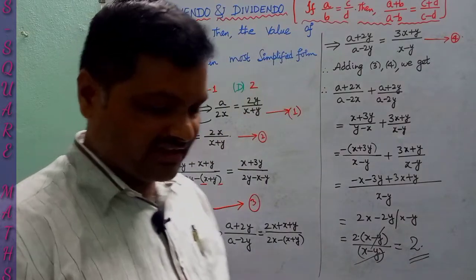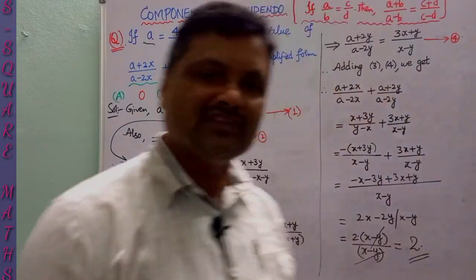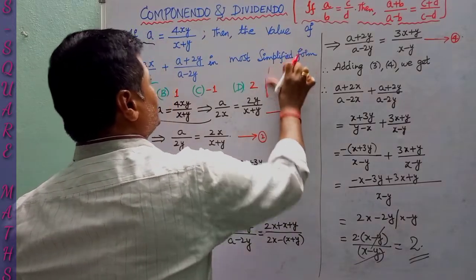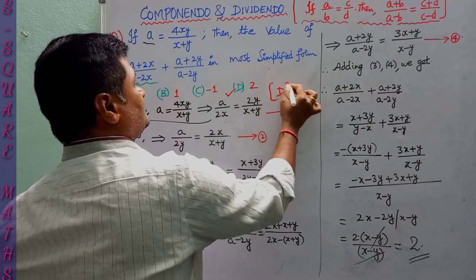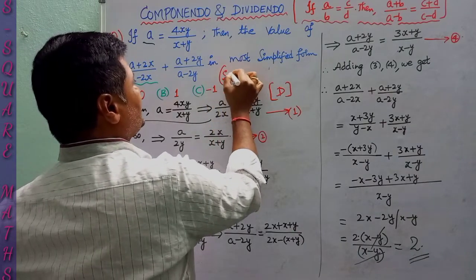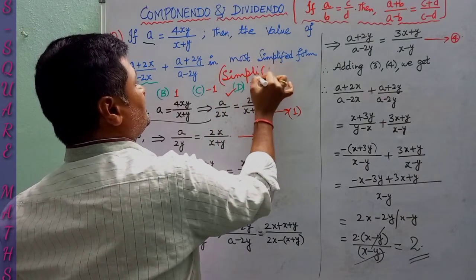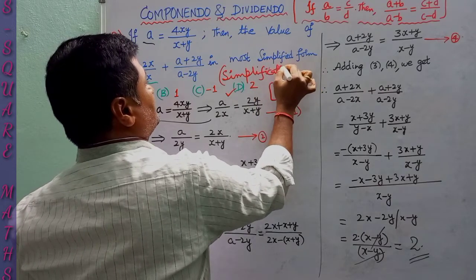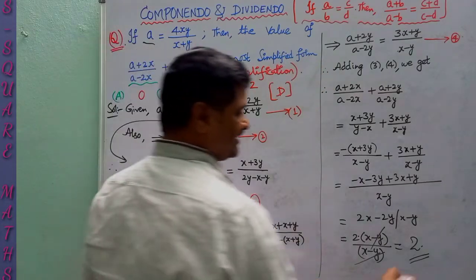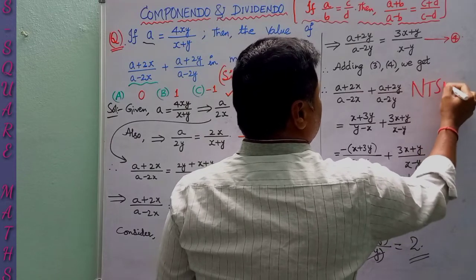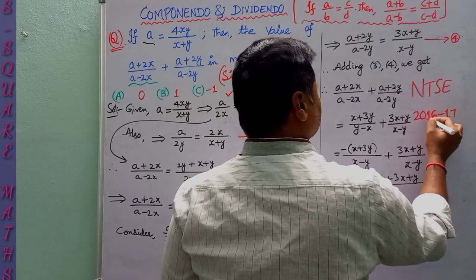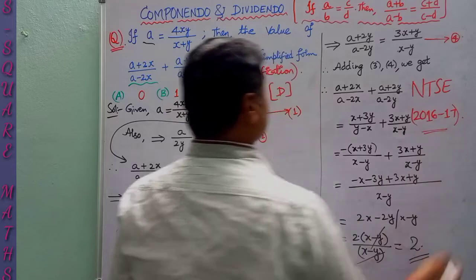In this way, componendo and dividendo can be implemented very easily. 2 is our D option. Since they asked for the simplified form, this is also one more simplification. And the same problem was asked in the 2016-17 paper.